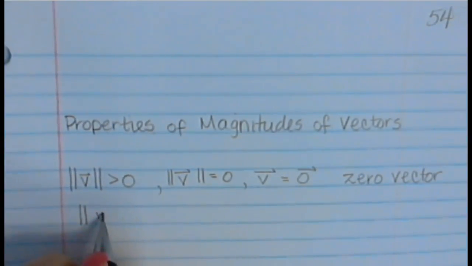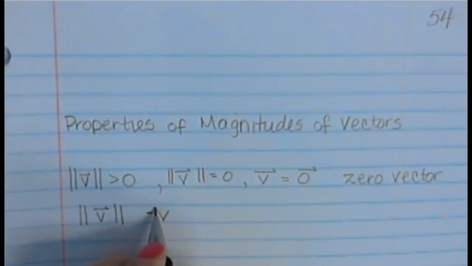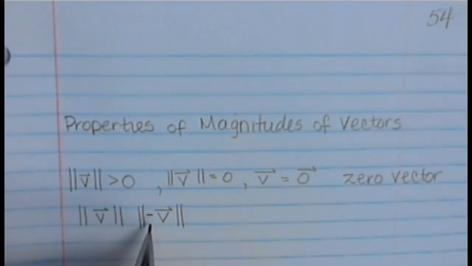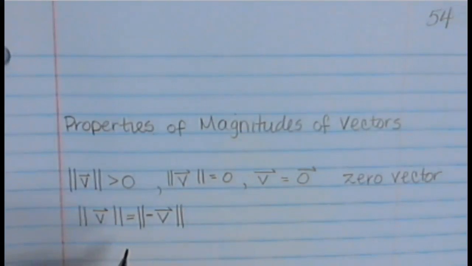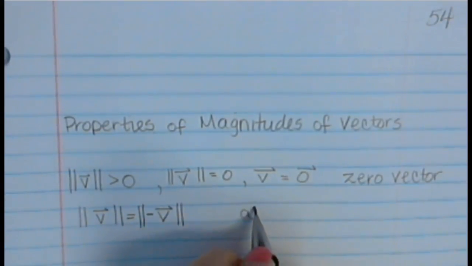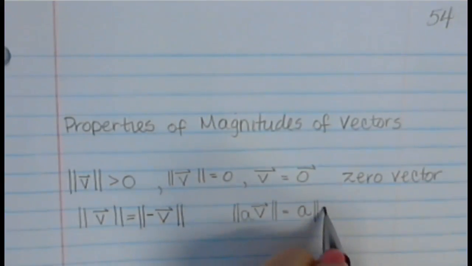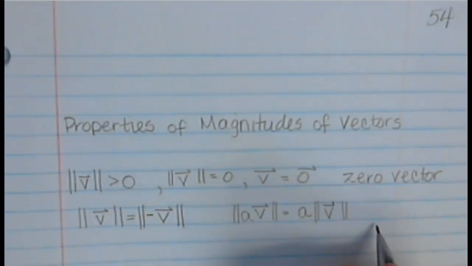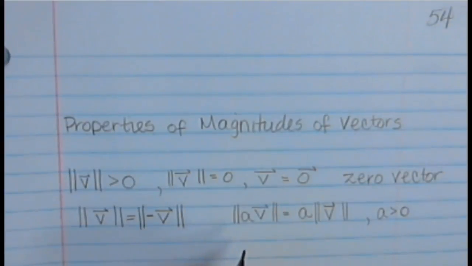Big thing to remember is that if you have a vector and you find its magnitude, and you find the negative vector and you find its magnitude, remember what we said about the negative just meaning that it's changing direction. So the magnitudes are actually equal to each other. If we have a vector that we multiply by a constant, some number a, then that's the same thing as that constant times the magnitude of our vector. This is only on the condition that a is greater than 0. Otherwise, we're looking at negative directions and things like that. So we want to make sure that that's true.